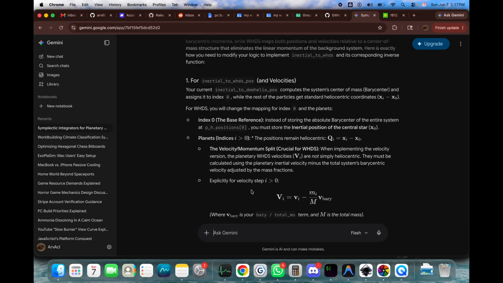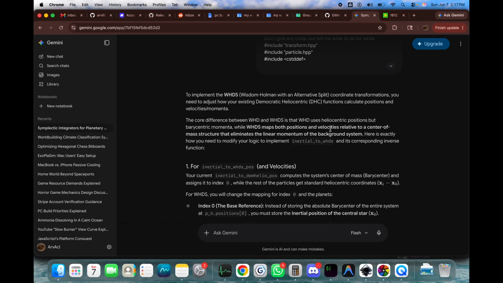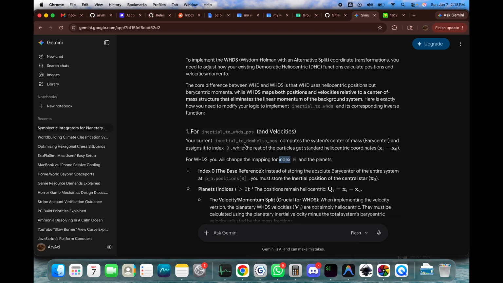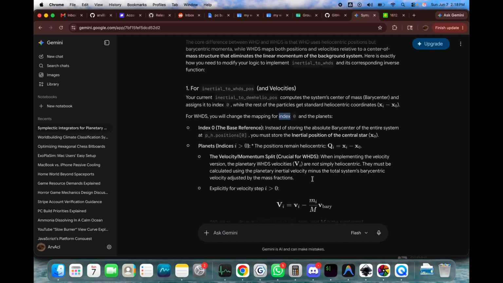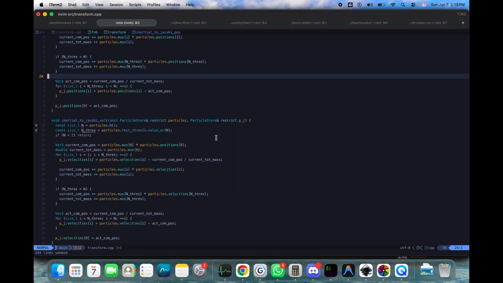Okay, so this is a good use of AI, because I don't want to Google everything. Okay, the core difference is that WHDS is relative to the center of mass, structured to limit the linear momentum of the gravitational system, of the background system. Here's exactly how you need to modify your logic to implement initial to WHDS. Your current initial to heliocentric computes the center of mass and assigns it to index 0. The others have the standard heliocentric coordinates. X0 is the inertial position of the star, and the planets are still relative to heliocentric. Okay. Makes life easy.